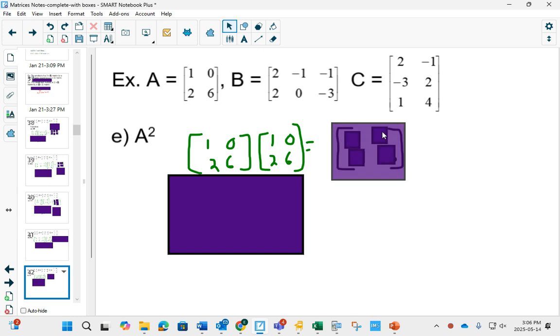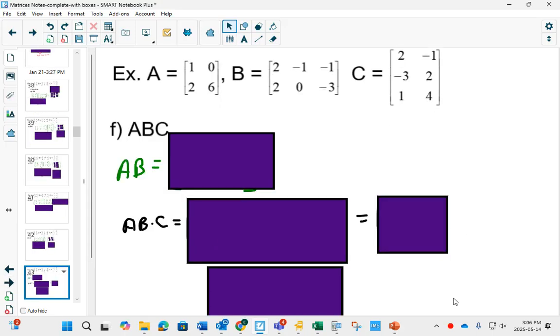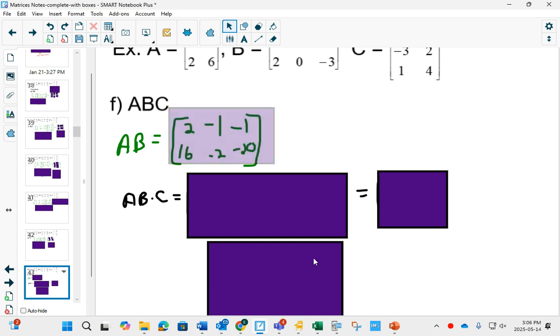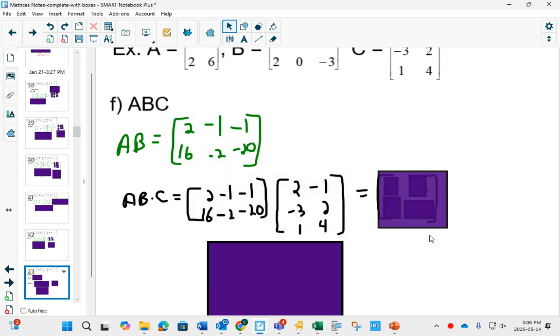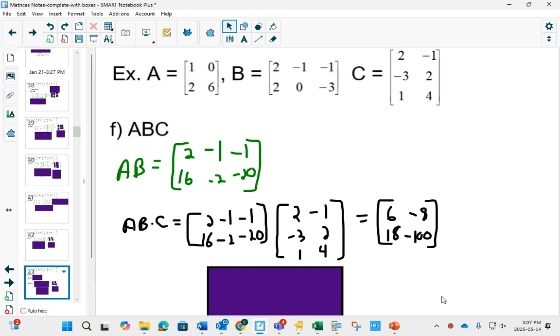A squared. 1, 0, 14, 36. Can you see it there? It's easy to make small mental math mistakes in this unit. And A times B is there. And then times C would give us those answers. Did anybody do B times C first and check it?